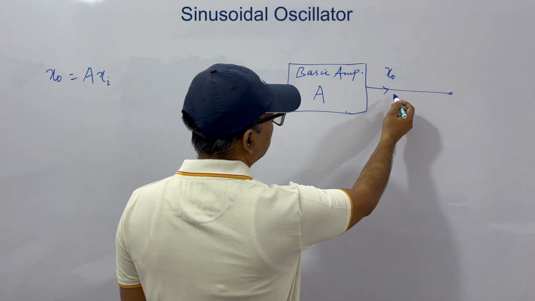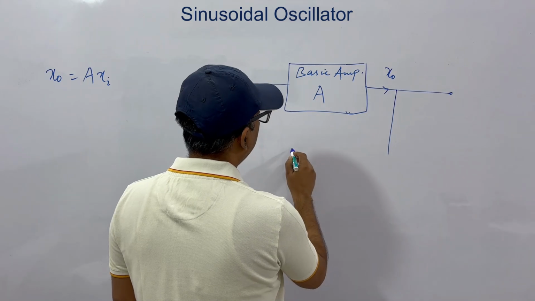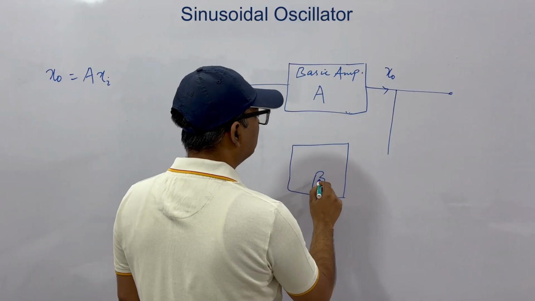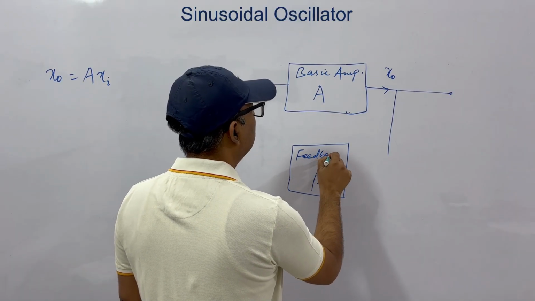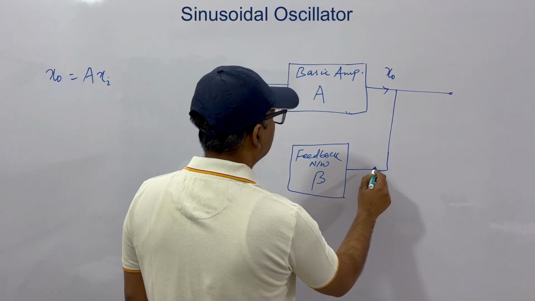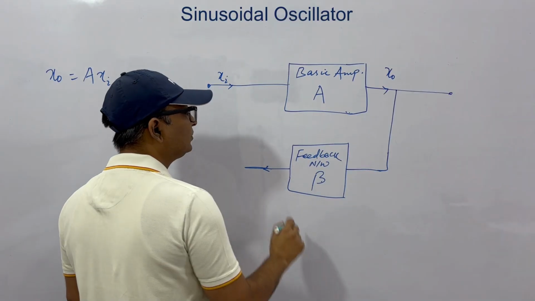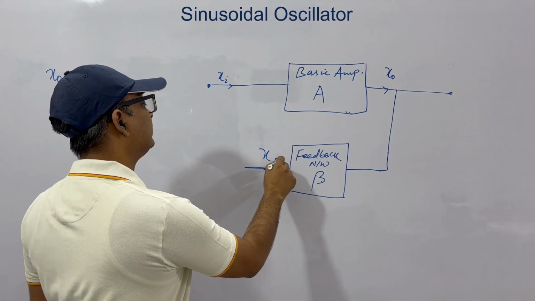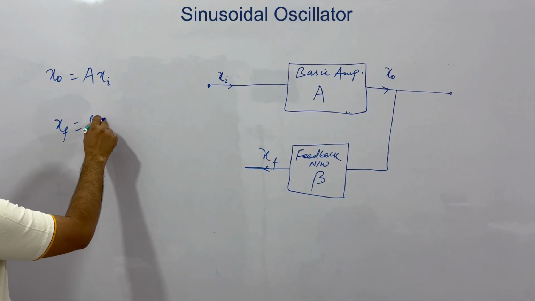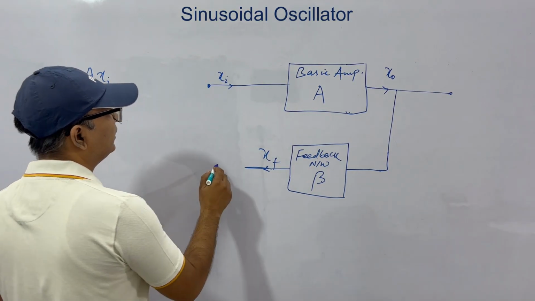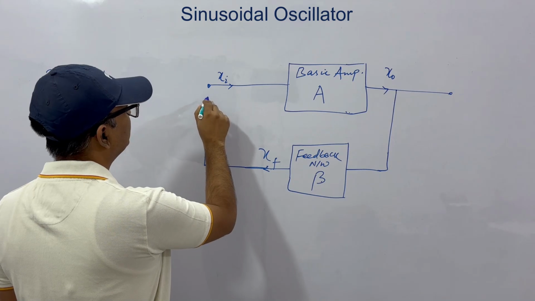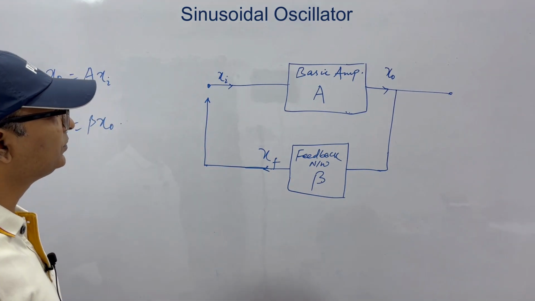Now, let's say to this output we add a feedback network with factor beta. This is your feedback network. So we have added a feedback network. What will be the output? Let's say it is XF. You know, XF will be equal to beta into X output. Okay. Now let's bring this output to this point. Let's not connect it. Okay.